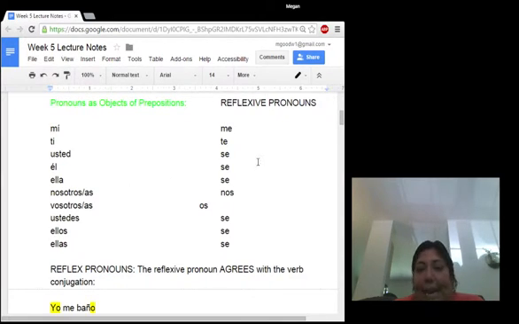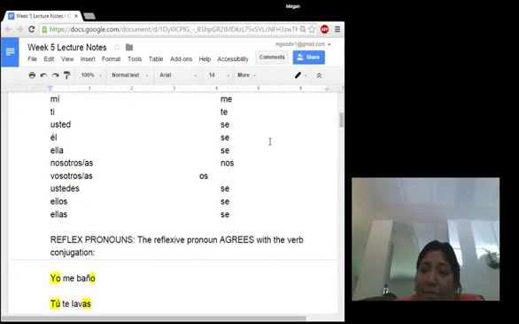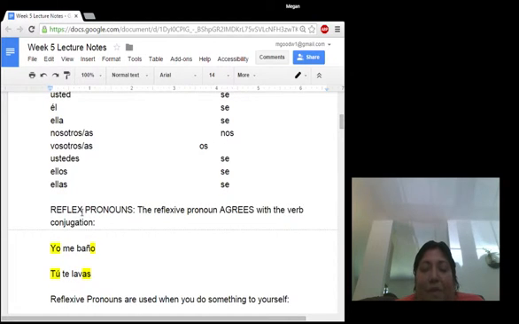What we're learning today are the reflexive pronouns. The reflexive pronouns are me, te, se, and se is for él, ella, and usted, nos, os, and then se again is for ellos, ellas, and ustedes. The difference between reflexive pronouns and all your other pronouns is that the reflexive pronoun, for example, me, agrees with the conjugated verb.